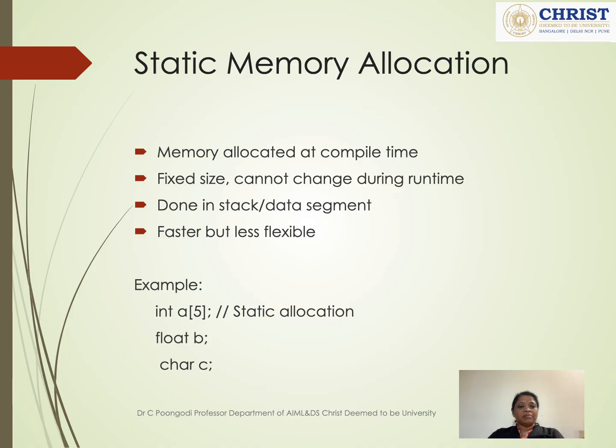So what is meant by compile time allocation? As you all know already, if you want to define any variables, you will be defining like this: integer a of 5, float b, character c. During this time, we know that memory is allocated for all these variables. Integer means 2 bytes, and here it is an array, so 2 into 5, 10 bytes will be allocated. For float b, it is 4 bytes, and for character c, it is 1 byte.